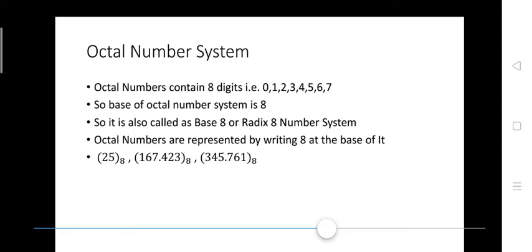Octal number system contains 8 digits: 0, 1, 2, 3, 4, 5, 6, 7. It has base 8. So the octal number system is also called base 8 or radix 8 number system. Octal numbers are represented by writing 8 at the base of it. Example, 25, with 8 written at its base, means this 25 is an octal number.